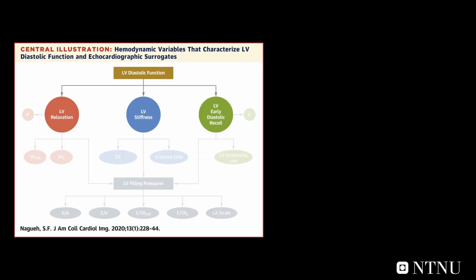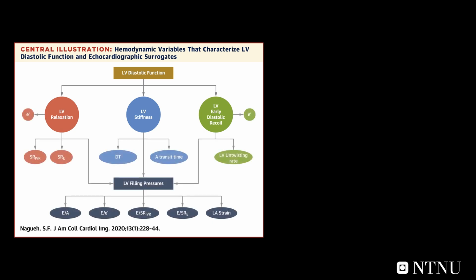The hemodynamic variables that characterize diastolic function are the left ventricular relaxation, stiffness, and early diastolic recoil. And several echocardiographic measurements from B mode, Doppler, and tissue Doppler are used to evaluate the function by following the recommended flowchart like this.